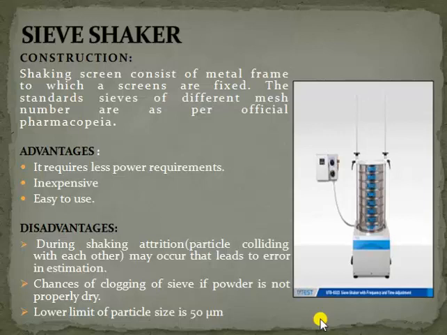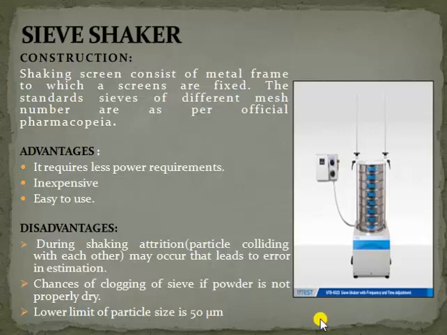Now its advantages are that it requires less power, is inexpensive and easy to use. It has certain disadvantages, or you can say limitations. During shaking, attrition, that is particle collision with each other, may occur that leads to error in estimation. There are chances of clogging of the sieve if the powder is not properly dried.